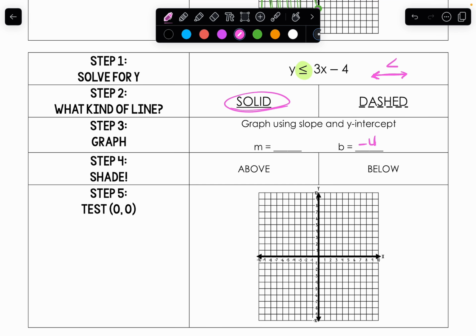We start by plotting the y-intercept, which is at -4. Our slope is 3. Make sure you change it into its fraction form. So we're going to go up to the right to find additional points.